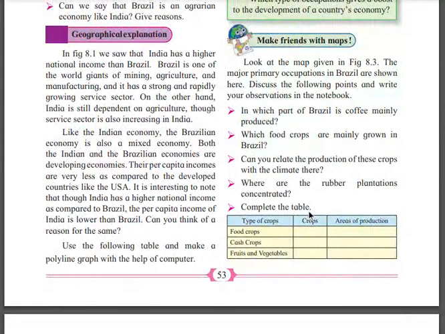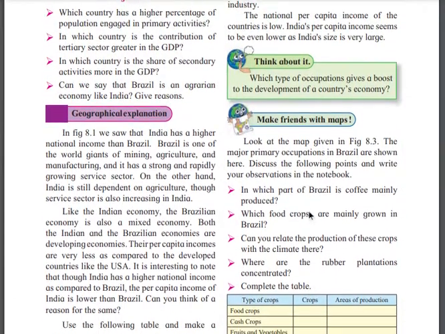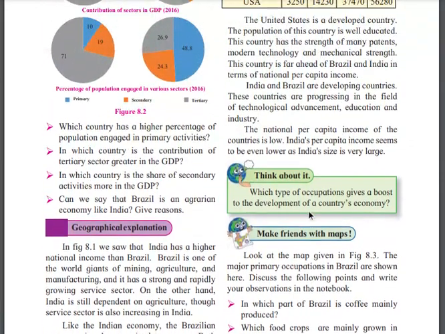Can you think of the reason for this? Can you tell me why it is happening? Our national income is big, but our per capita income is very low. Individually, the people in Brazil are getting more salary than in India, but their national income is still less, and our national income is high. Okay, so use the table and make a polyline graph on the computer.